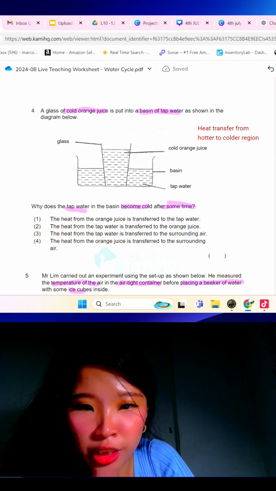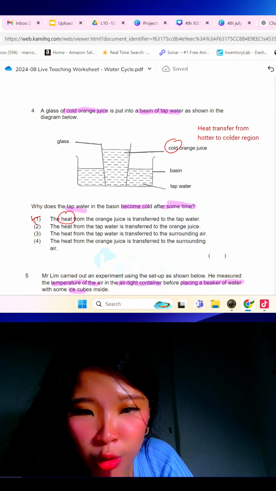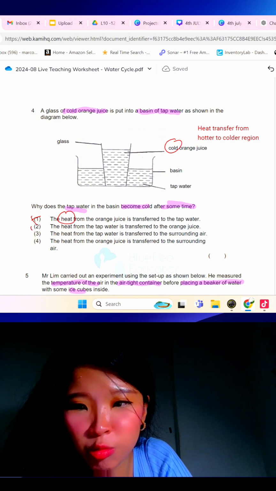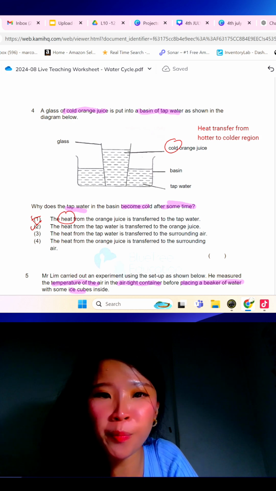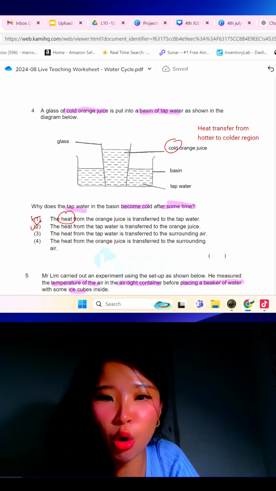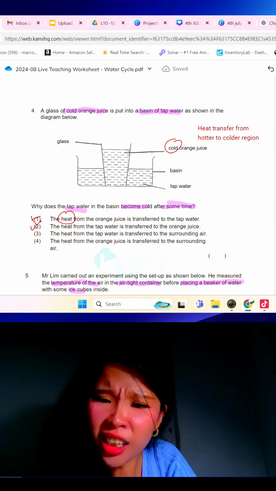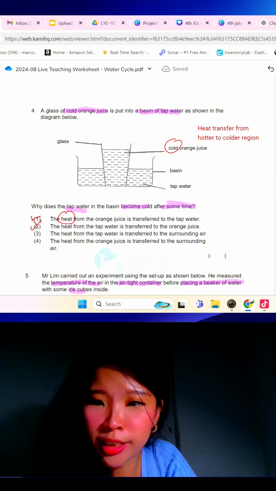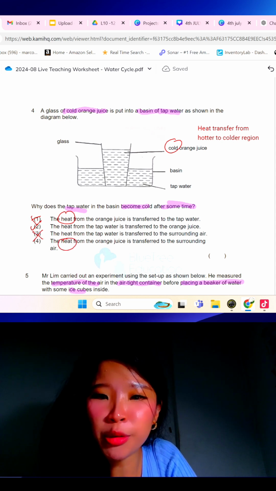The heat from orange juice transferred to the tap water? Huh? It's cold, right? So it's not. Heat from tap water is transferred to orange juice, yes, because tap water is room temperature usually. So the heat from the tap water will transfer to the cold orange juice. But let's see. The heat from tap water is transferred to surrounding air? They are the same temperature, right? Heat from the orange juice. Where got heat from orange juice?